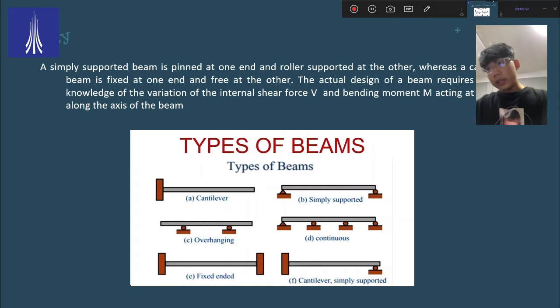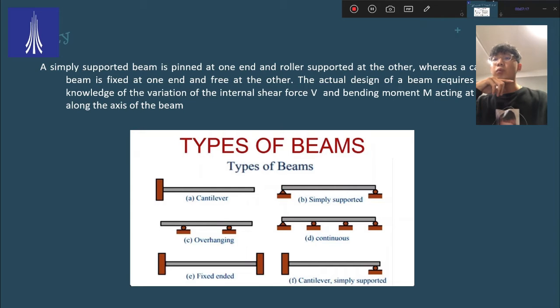So the actual design of a beam requires a detailed knowledge of the variation of the internal shear force and the bending moment: the internal force tangential to the cross-section, and the bending moment. Notice the word bending in it. So the bending moment acts at each point along the axis of the beam.